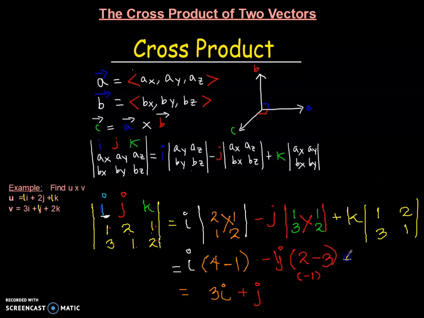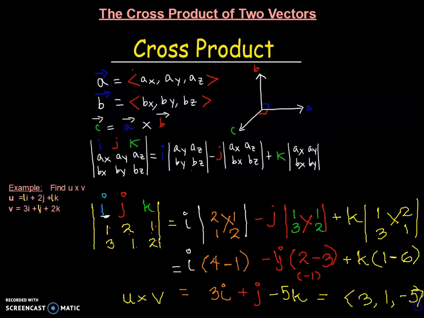And then plus k, and again cross multiply. 1 times 1 is 1, minus 2 times 3 would give me 6, so 1 minus 6 would be negative 5k. So my cross product of the vectors u and v would be written this way in linear combination form, which I'll leave as is, since it's also given in linear combination form. However, if you're going to write it in component form, it would just be 3, 1, negative 5. And that's pretty much it.